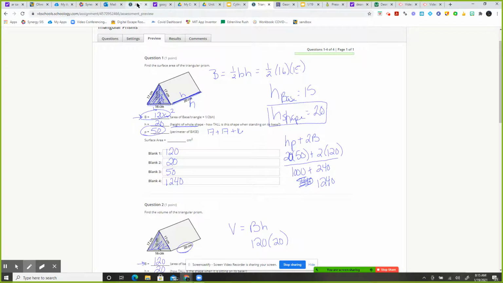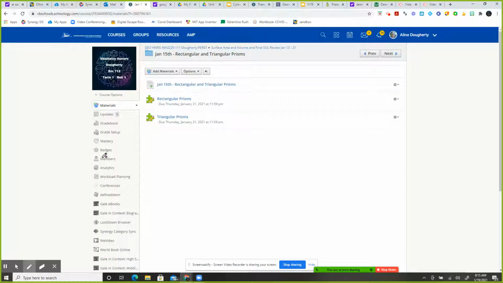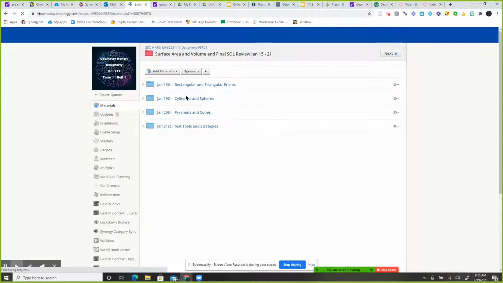The next thing I would like for you guys to do is jump over to today's folder. Any other questions on triangular prisms? Cylinders and spheres are a little more straightforward. That's what we're going to talk about today.